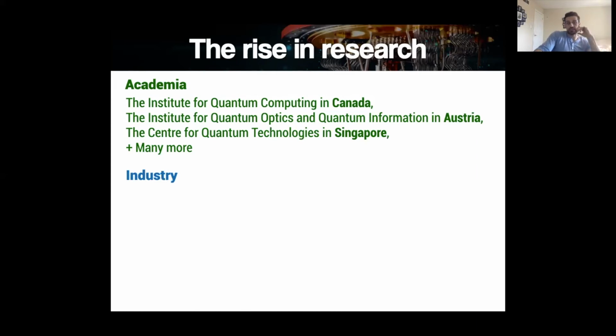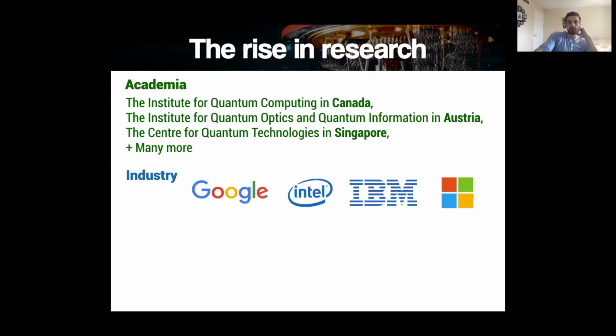And then the industry is also there. You have tech giants like Google, Intel, IBM, Microsoft, all of them with large and growing quantum computing and quantum information sectors, all approaching this from different angles. And there are also many startups. In Waterloo, there are a few quantum computing and quantum information startups. So really the industry structures are there and they continue to grow.